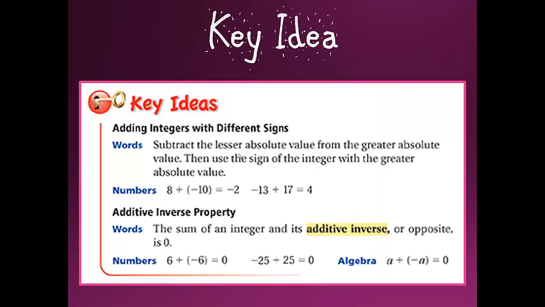Now we're going to look at our key idea for adding integers with different signs. We're going to subtract the lesser absolute value from the greater absolute value. Then use the sign of the integer with a greater absolute value.